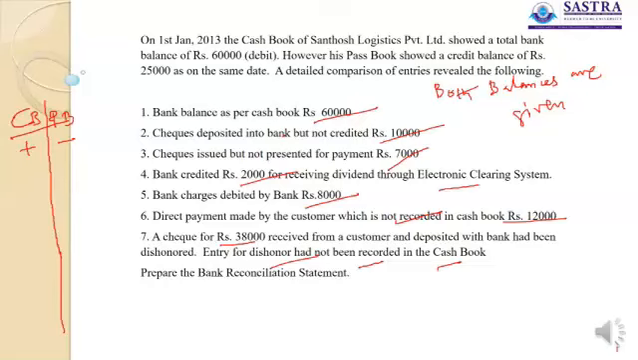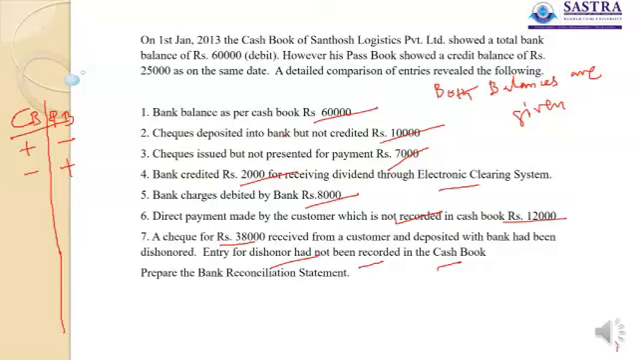And checks issued but not presented for payment. Checks issued should have been treated as a payment here, and whenever a payment is made, the cash book is credited and the cash paid is recorded. But the issued checks are not presented for payment in the bank account, so that our bank balance keeps higher.